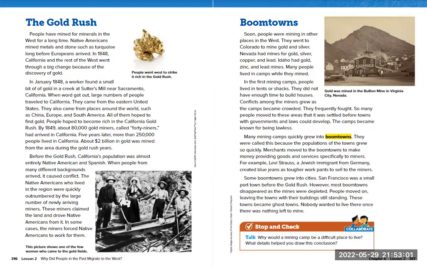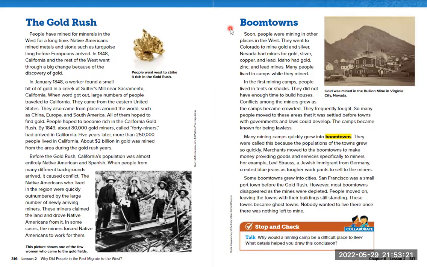And let's look at the photo down here. This picture shows one of the few women who came to the gold fields. So we have her right there. Boom towns. You guys had this in your vocabulary for this week or last week.